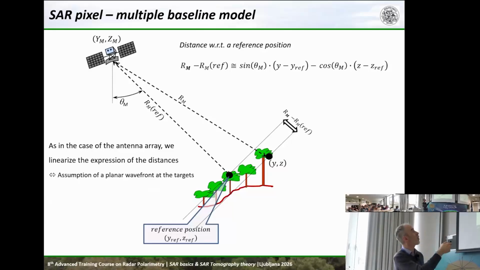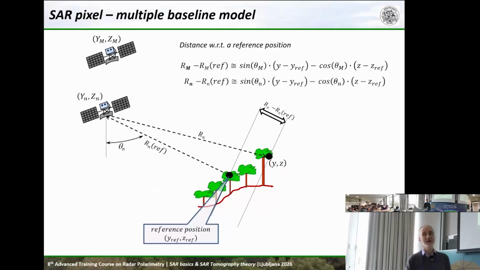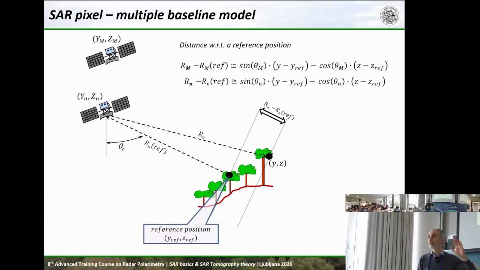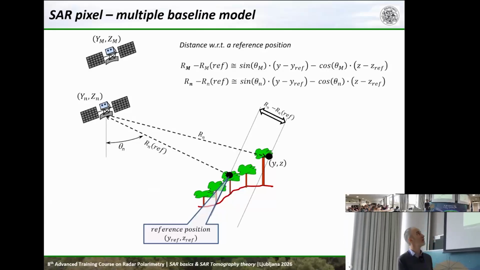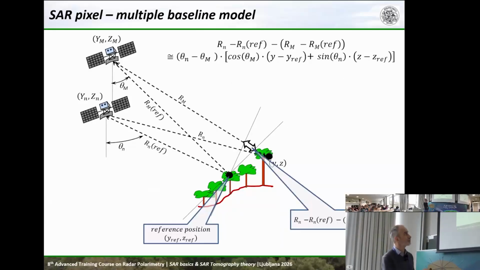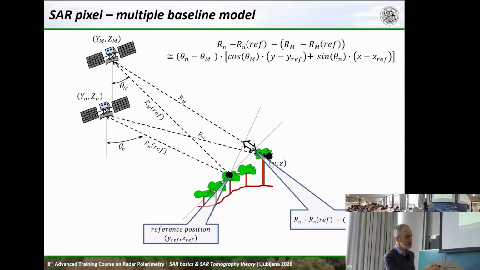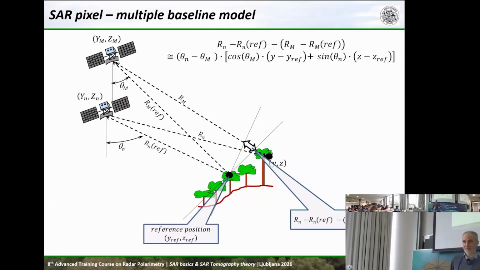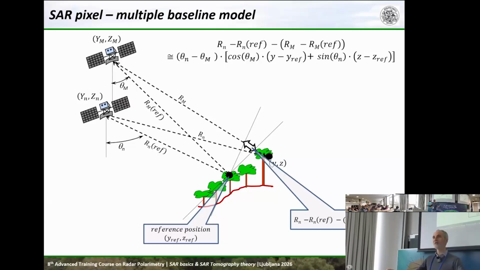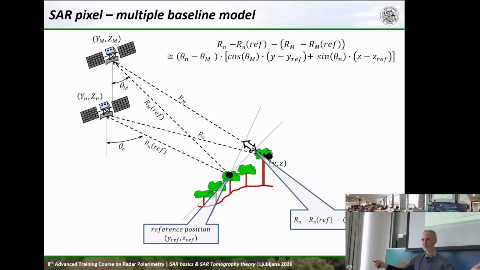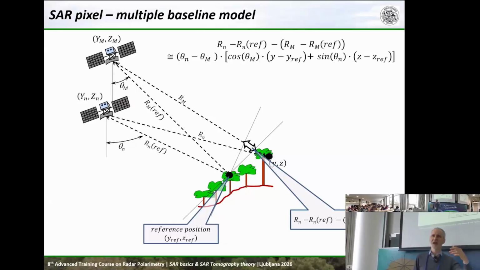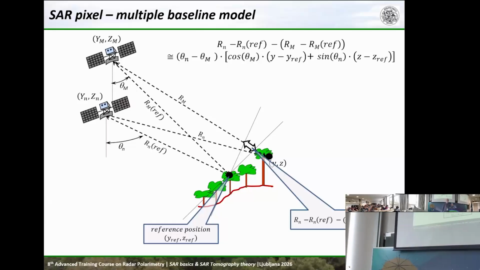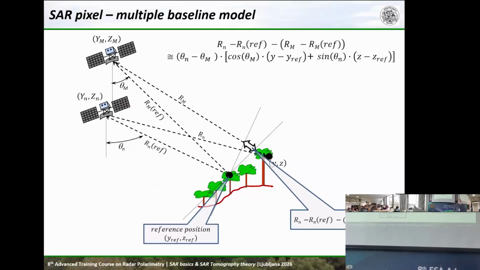You do this for one orbit, you do this for another orbit, and then you simply take the difference between those two expressions, and you end up with this, which is called the double difference. Double because we compute the difference between the reference point in two orbits, and then we compute the difference of those two differences. So when you hear that SAR interferometry or SAR tomography is a double differences thing, this is what we mean.